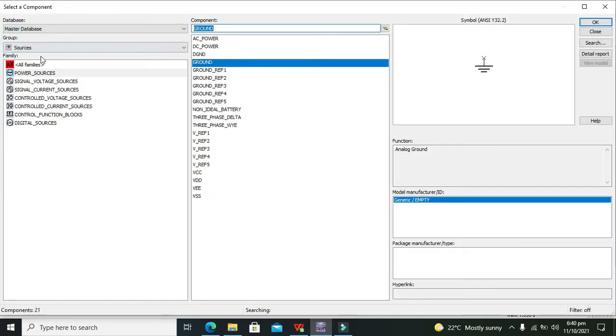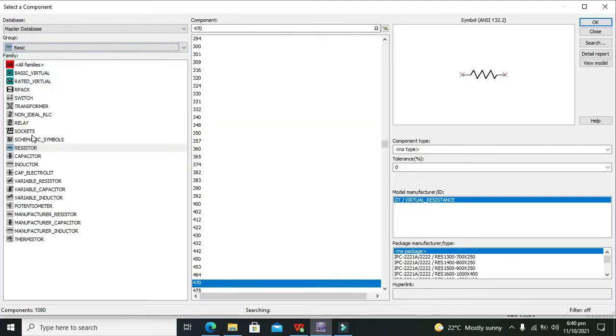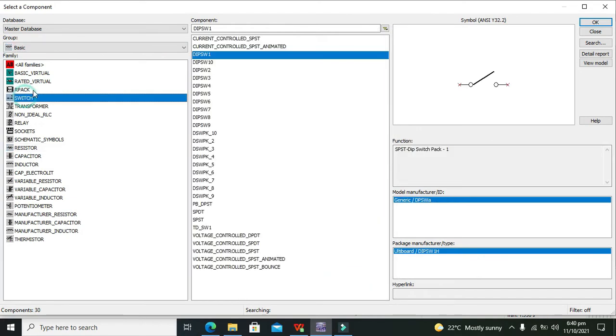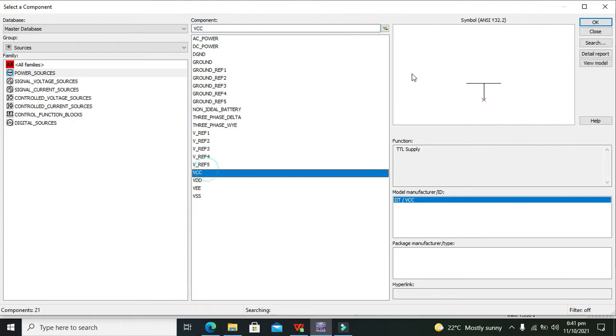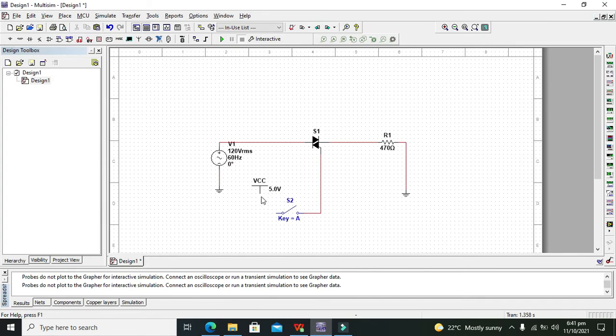We need one DIP switch. So go to Basic and then go to Switches and take the DIP switch, a simple DIP switch. Okay, now this is okay, like this. And with this DIP switch, we just need to attach our VCC. VCC can be up to 5 volt, but you can even trigger it with 3 volt.